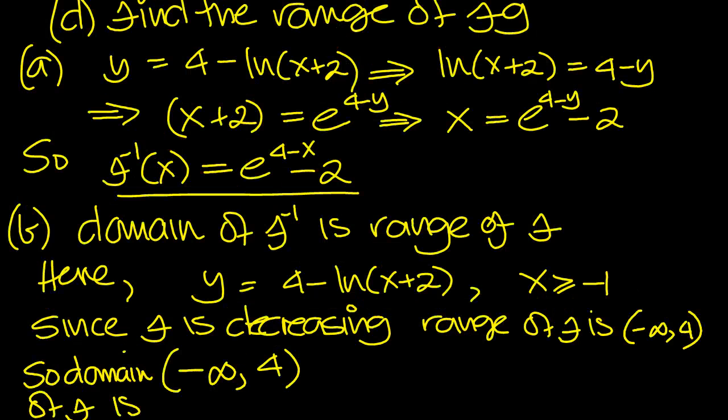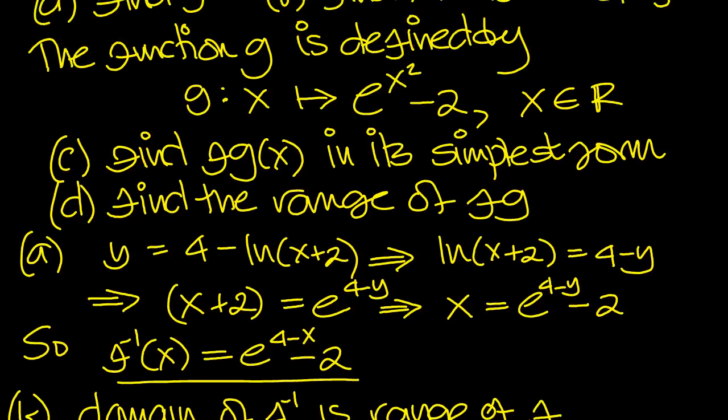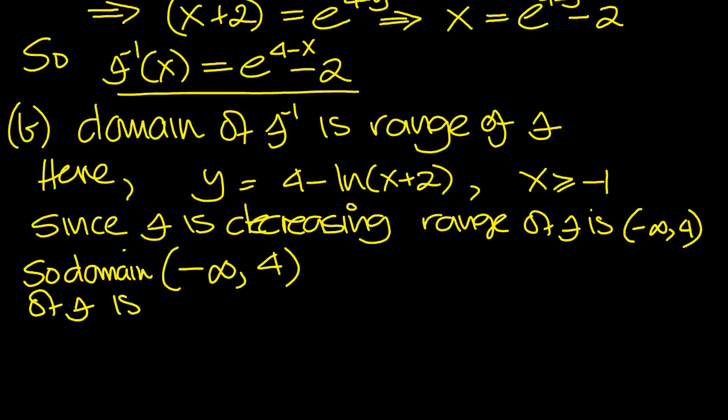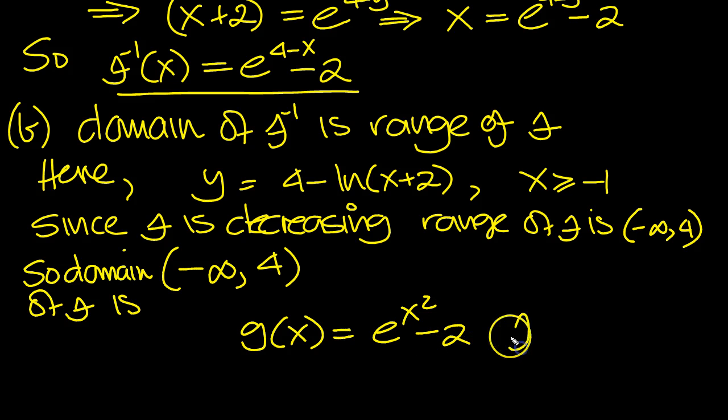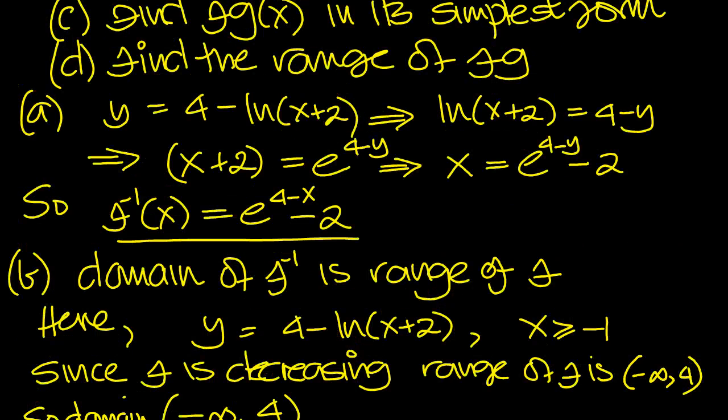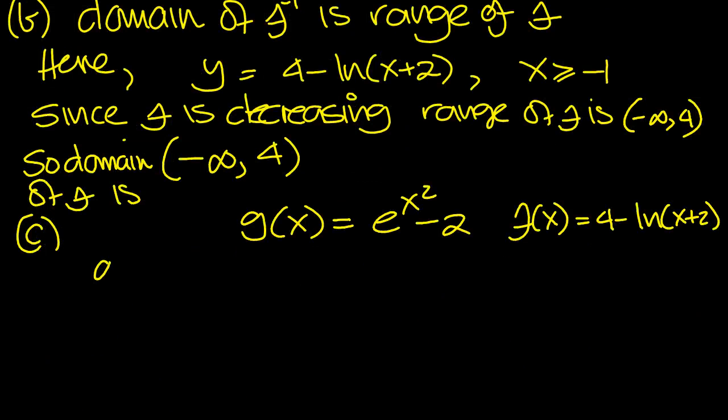So let's go back up then. The function g is defined by this, e to the x squared minus 2. Find f composite g in its simplest form, part C. So g of x is equal to e to the x squared minus 2, wasn't it? Remember that f of x is equal to 4 minus ln of (x plus 2). So this is part C, and we want to work out f composite g in its simplest form.